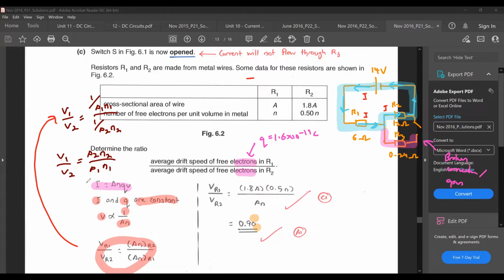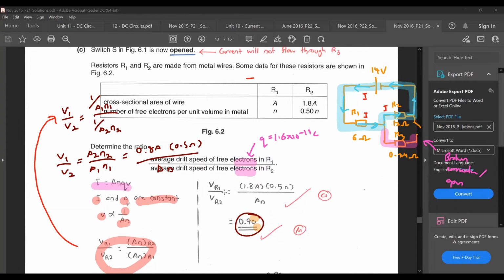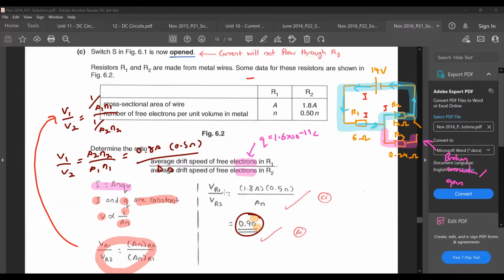This will make your working a whole lot easier. You just sum in everything that you know. A2 is 0.8A, N2 is 0.5N, so the denominator is AN. You just sum everything in, and you're going to get the answer as 0.9. So there you have it, your answer is this.